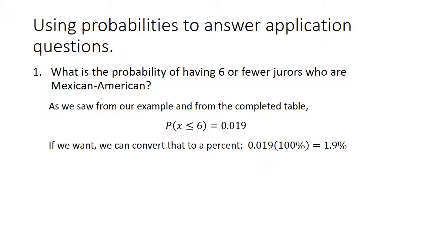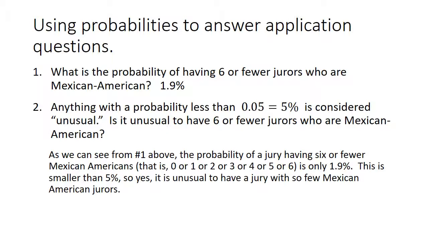Now, if we want to, we can take that probability and convert it to a percent, multiply that 0.019 by 100%, and you get 1.9%. The probability of having 6 or fewer jurors who are Mexican American is 1.9%. Is that unusual? Well, again, anything with a probability less than 0.05 or 5% is considered unusual. The probability of a jury having 6 or fewer Mexican Americans, that is, having 0 or 1 or 2 or 3 or 4 or 5 or 6, is only 1.9%.